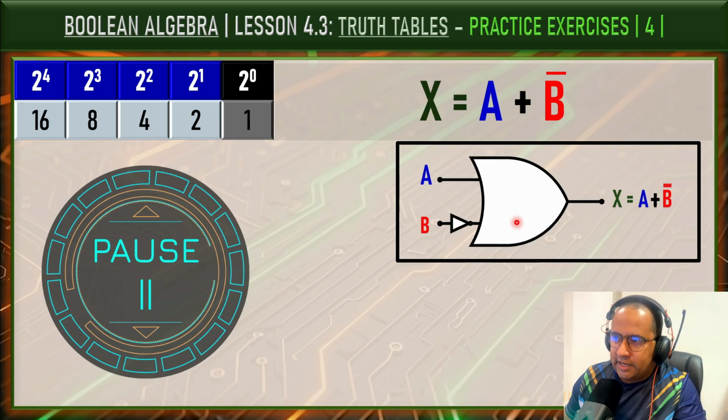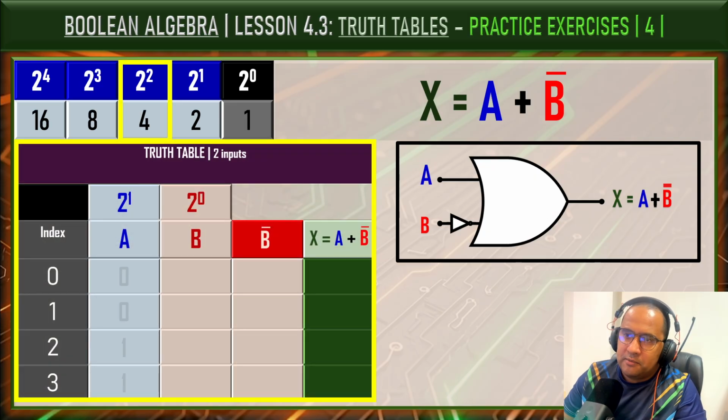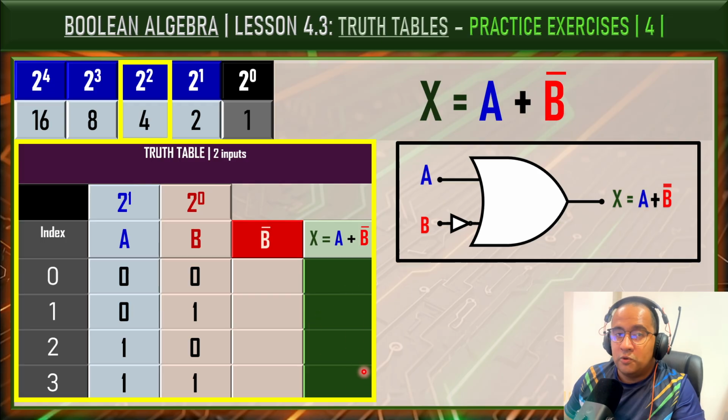Okay guys, once again, we begin by identifying the number of input variables. In this case, the expression contains 2 input variables, A and B. Therefore, 4 input combinations are required. After completing the input columns, we can focus on the complemented variable. Notice that the expression does not use B directly. Instead, it uses the complement of B. For this reason, before determining the output values, we first need to build the B complement column.